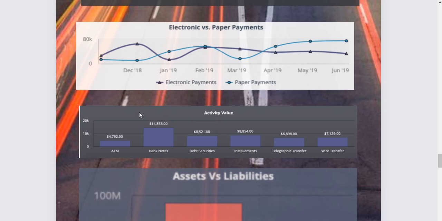Activity value. This is a simple chart about where they get the most money from. Banknotes take them more money. Then ATMs, debt securities, installments, telegraphic transfer, or wire transfer.